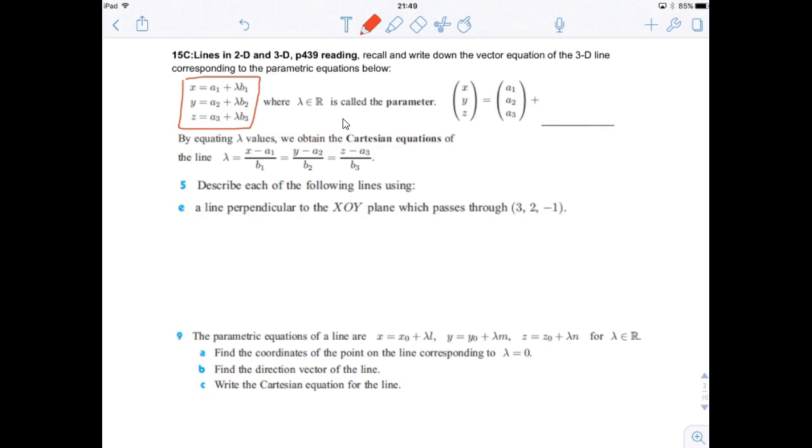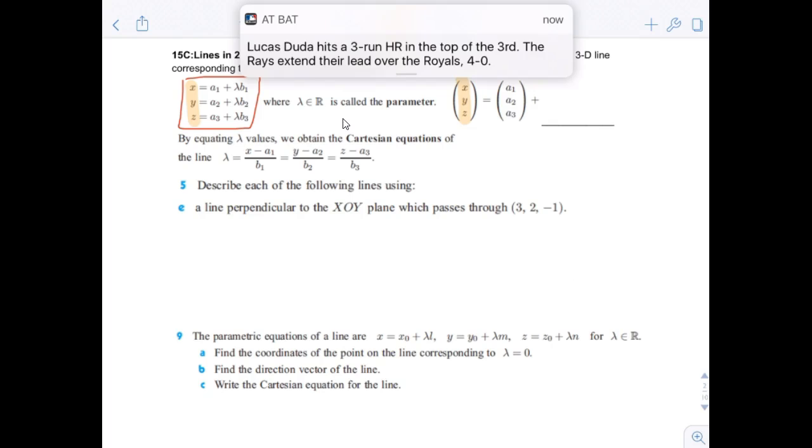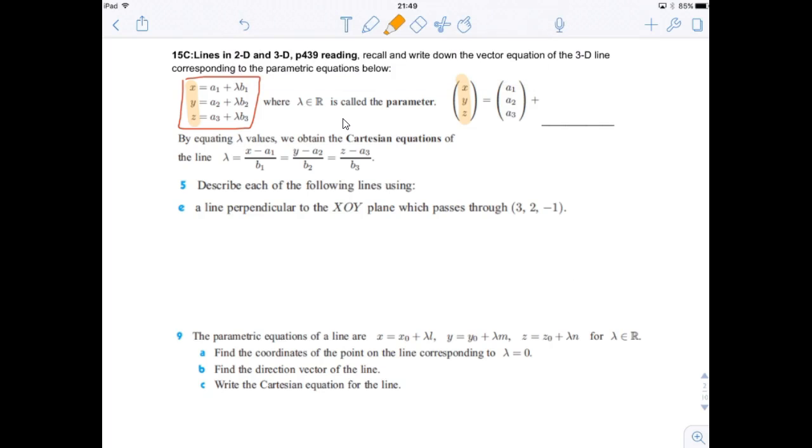And we can easily change this into a vector equation just by grouping the x, y, z into a vector, grouping a1, a2, a3 into a position vector, and grouping b1, b2, b3 into a velocity vector or a direction vector, and then multiplying the direction vector by lambda, which is called the parameter.